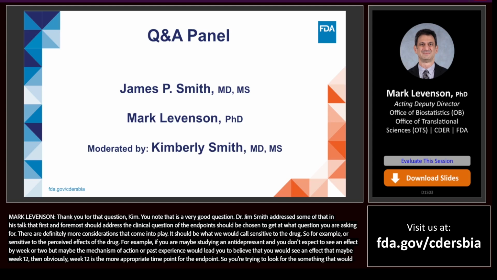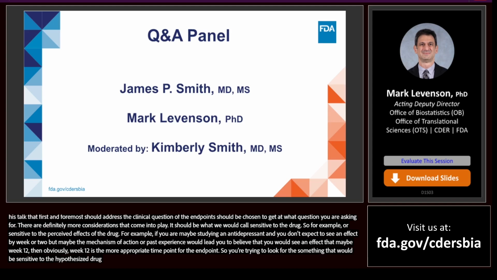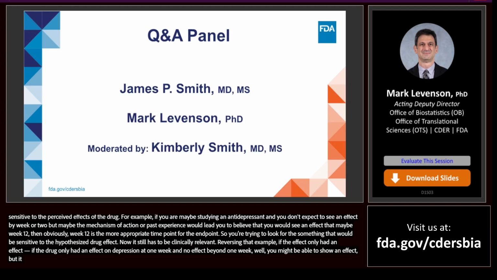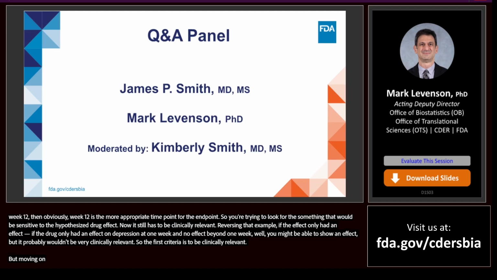Now, it still has to be clinically relevant. Reversing that example, if the drug only had an effect on depression at 1 week and no effect beyond 1 week, you might be able to show an effect, but it probably wouldn't be very clinically relevant. So again, the first criterion has to be clinically relevant. But moving on from that, being sensitive to the hypothesized drug effect is important, and then the bias and variability come into play.